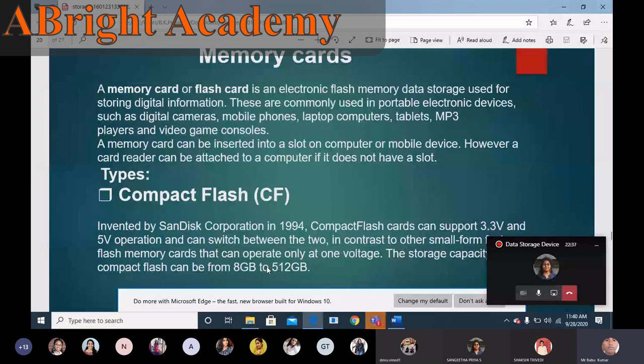A memory card or flash card is an electronic flash memory data storage used for storing digital information. These are commonly used in portable electronic devices.